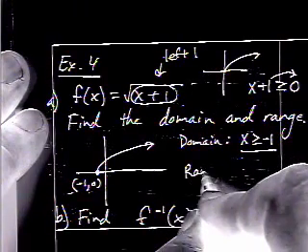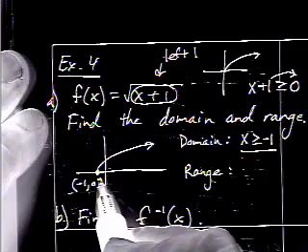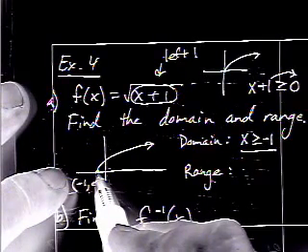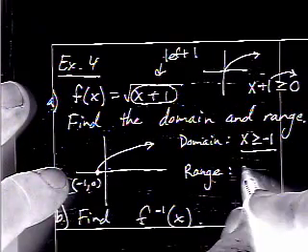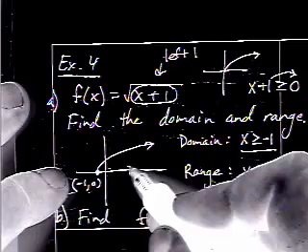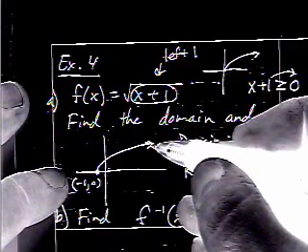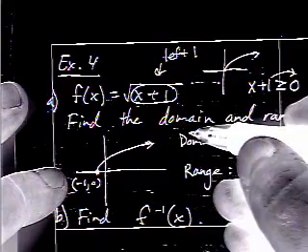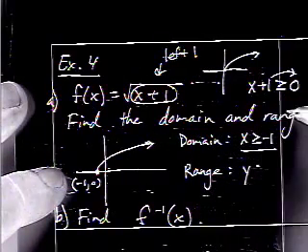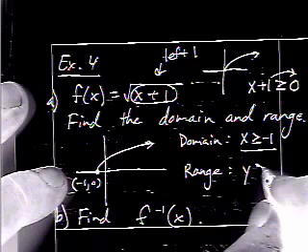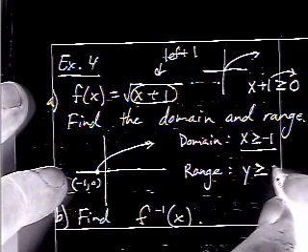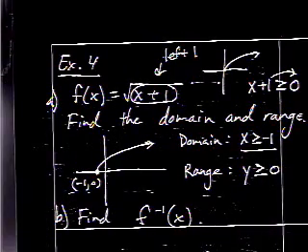Now, what about the range? Clearly from the graph, I can see that the smallest y value on the graph is 0. And it just keeps getting bigger and bigger, and I know it doesn't just shoot up through the atmosphere, but it will continue to gradually get bigger and bigger all the way out. So this is y is greater than or equal to 0.